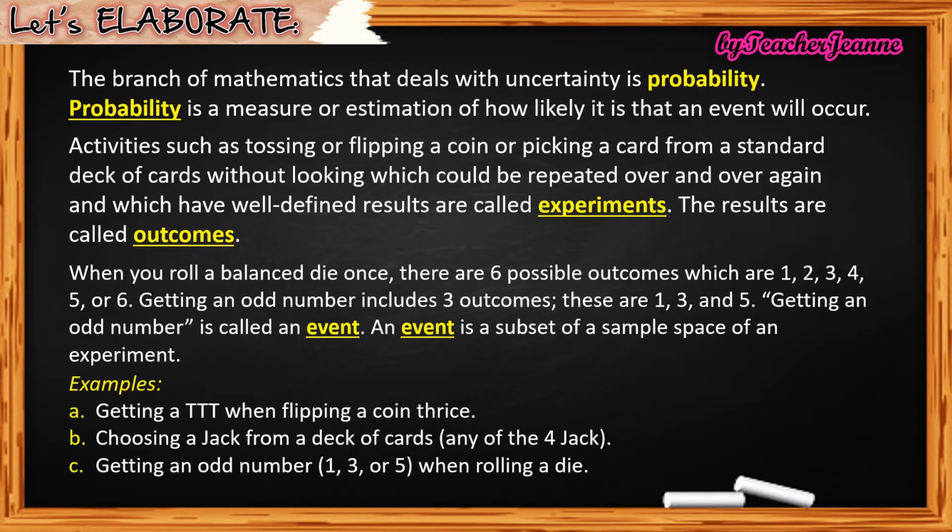More examples are: letter A, getting 3 tails when flipping a coin thrice. Letter B, choosing a jack from a deck of cards, or any of the 4 jacks. And for letter C, getting an odd number, or 1, 3, or 5, when rolling a die.